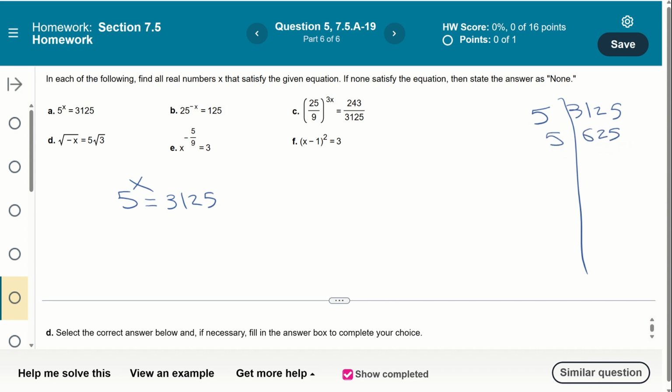And 5 again will give me 125, 5 again will give us 25, 5 again will give us 5, and finally 5 again gives us 1. Once we hit the 1, the prime factorization procedure is over. So we see that 3125 is in fact 5 to the power of 1, 2, 3, 4, 5.